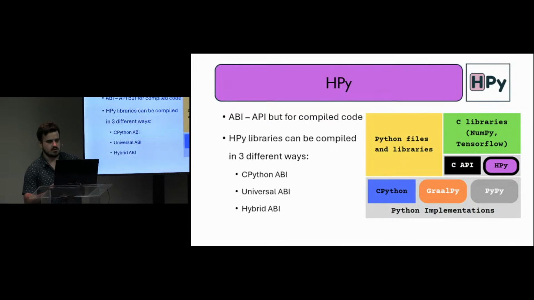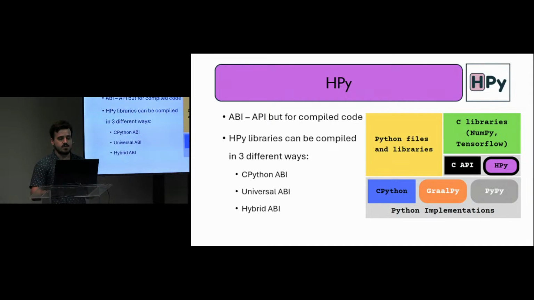Okay, so HPy comes with 3 compilation modes, ABIs. So what is an ABI? It's just like an API, but instead of going from source code, it comes with compiled code. So compiled code interacts with the system. Okay, and HPy has 3 different ABIs. We have the CPython ABI, the Universal ABI, and the Hybrid ABI.